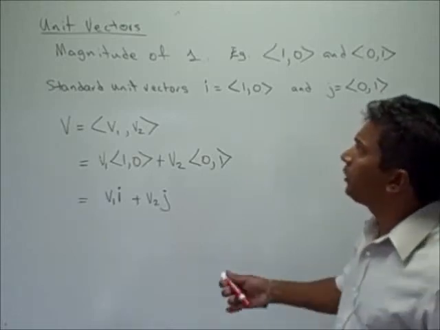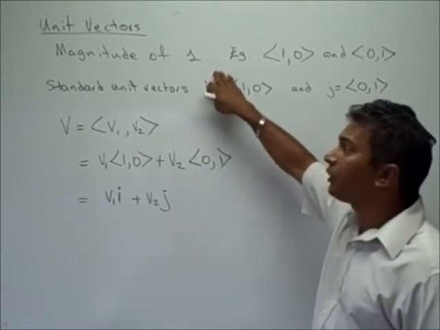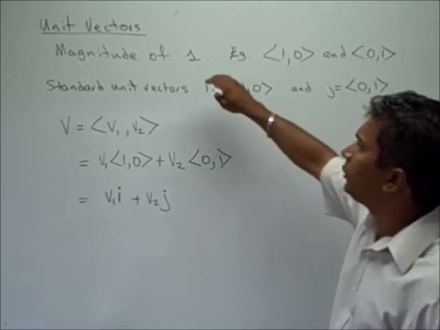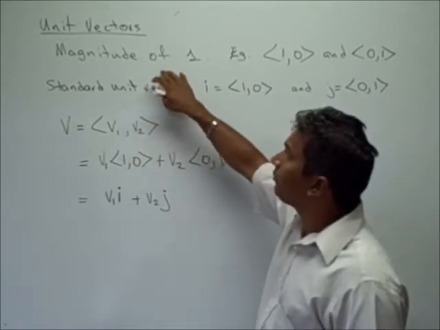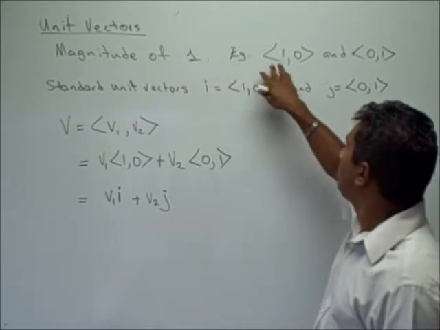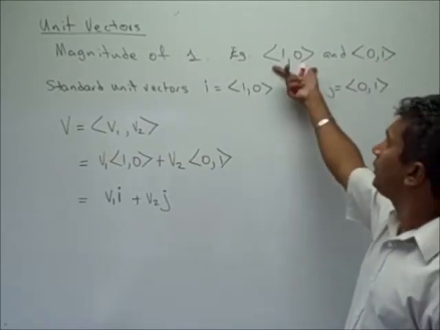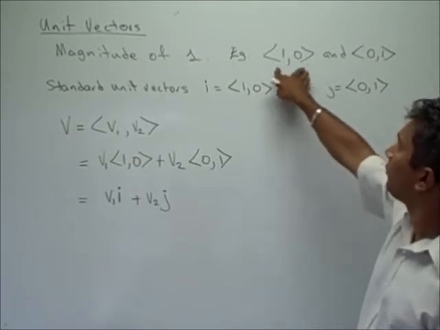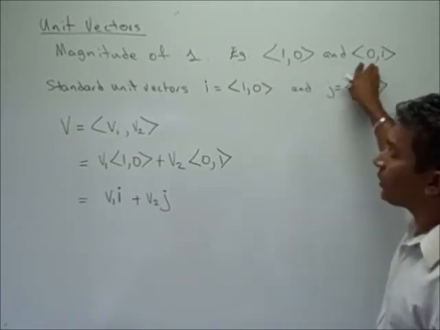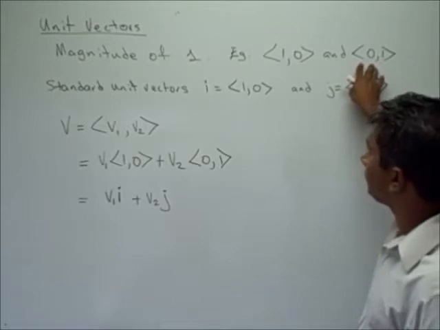Here we're once again looking at unit vectors. If you recall, earlier we said that a unit vector is a vector which has a magnitude of 1. And here we have a couple of examples of unit vectors. We have (1, 0). If we're to find the magnitude of this, we'll get 1. If we're to find the magnitude of (0, 1), we'll also get 1.